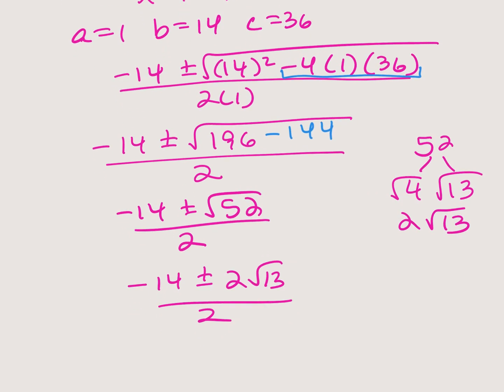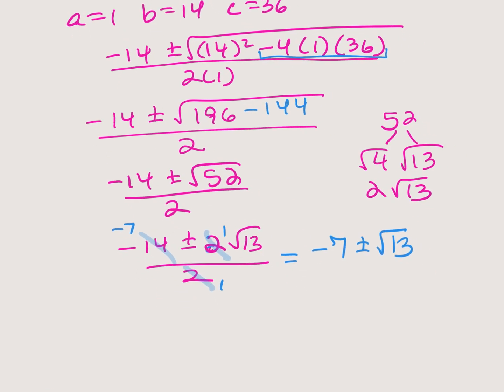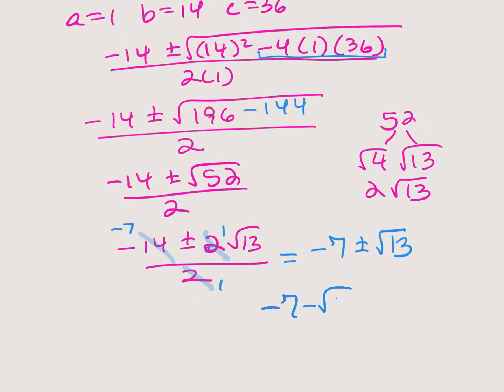Now I can simplify. So I can change all of these. Oops, I'm on erase. Put that 2 back. And then now I'll simplify. So this goes away. These become 1s. This becomes a negative 7. So now my final answer, negative 7 plus or minus square root 13 for WebAssign. Pull it apart.